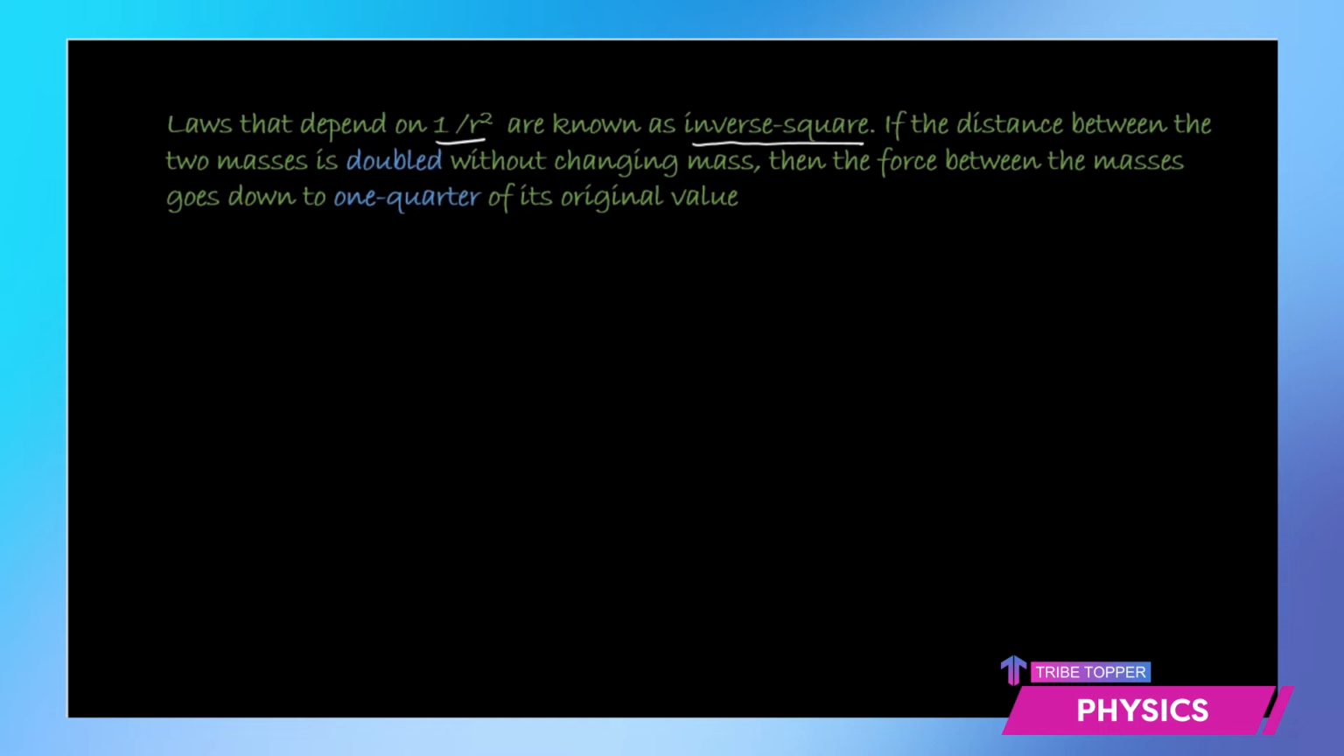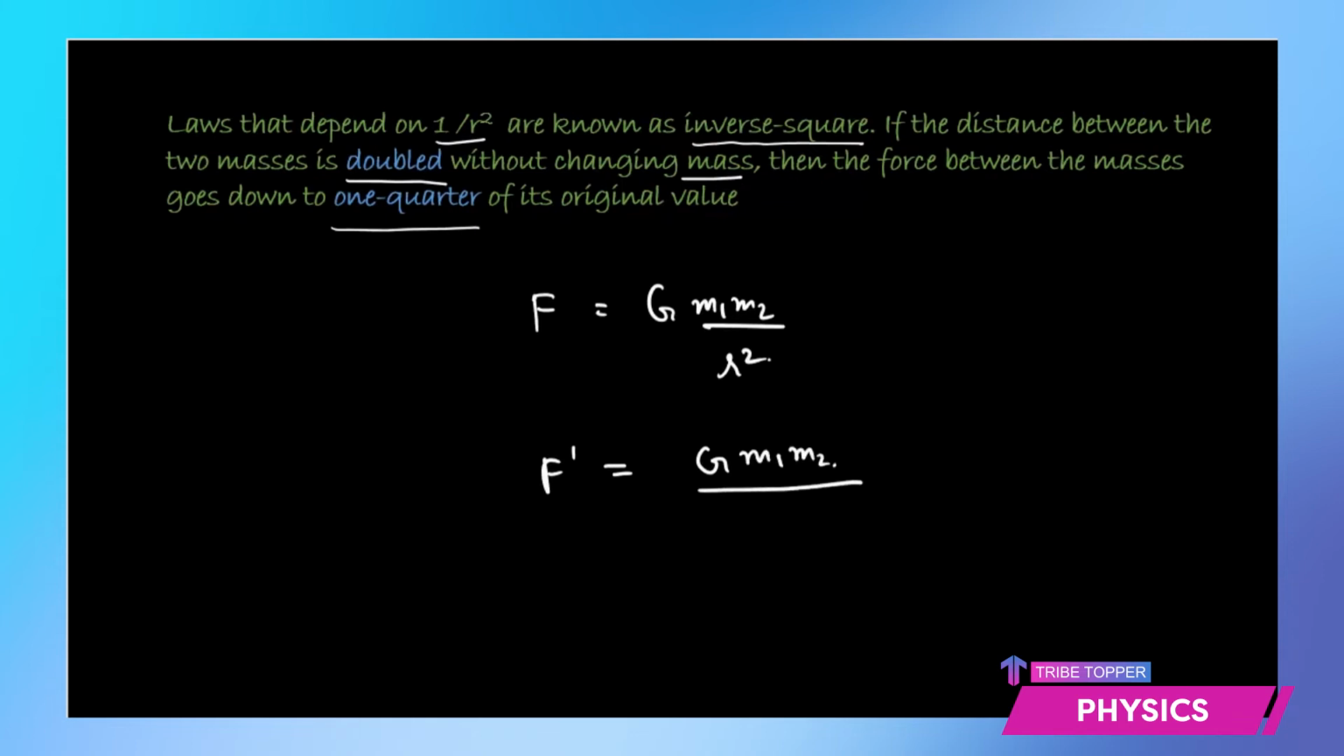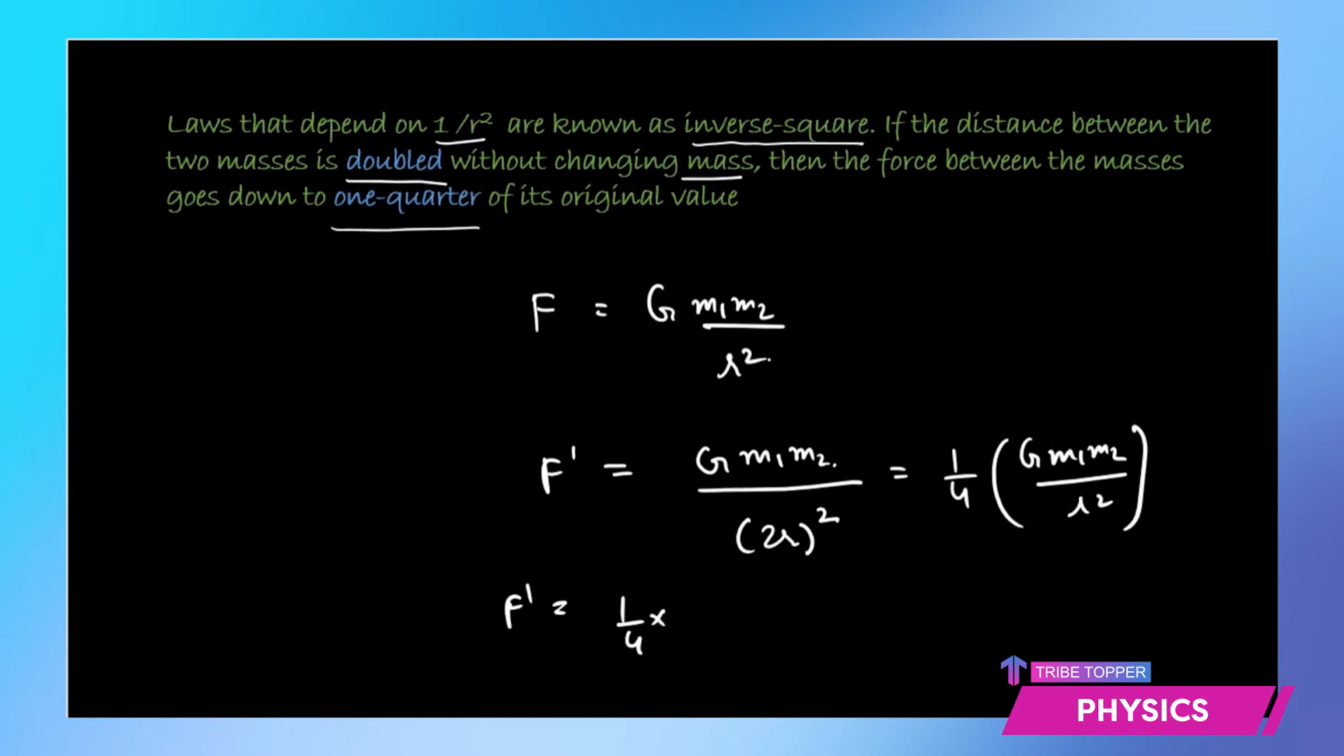If the distance between the two masses is doubled without changing the masses, then the force between the masses goes down to 1/4 of its original value. The original force is F, which was G m1 m2 by r square. If you find the new force between the same two masses by doubling the distance, r has now become 2r. Square it up, and you get 1 by 4 times G m1 m2 by r square, which means the new force is 1/4 of the original force.